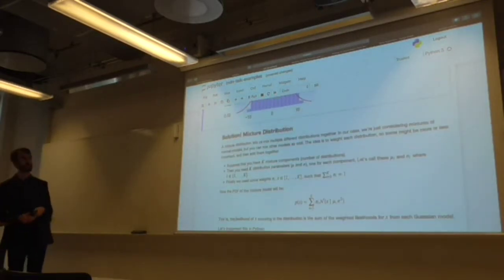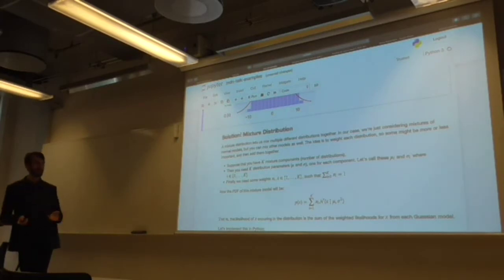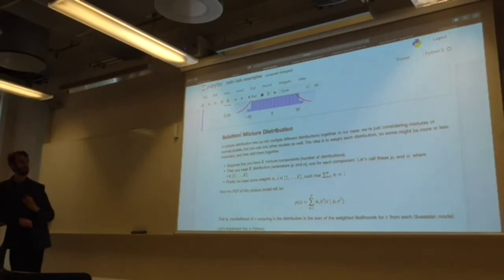Solution, mixture distributions. Has anyone ever seen this solution before in maths classes? Yeah, I know that the MDN guys have, but yeah, this is our solution. So a mixture distribution is a kind of probability distribution that lets us mix multiple different distributions together. So in our case, we're just going to consider mixtures of normal models, normal distributions, but you can actually use any old distribution, others are possible. I'm not a probability theorist, so I'm not going to get into that because I would be way outside my area of expertise. I know it works for these normal models though.